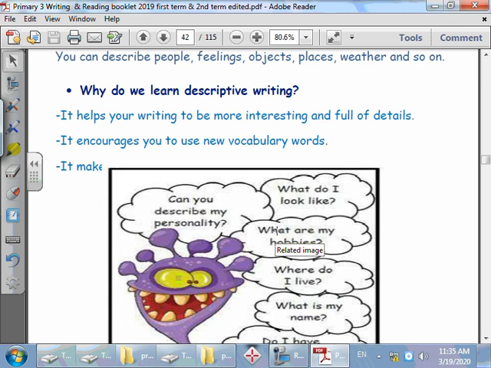Now, why do we learn descriptive writing? Don't open your booklets yet, okay? Just let me explain and then we can look together.